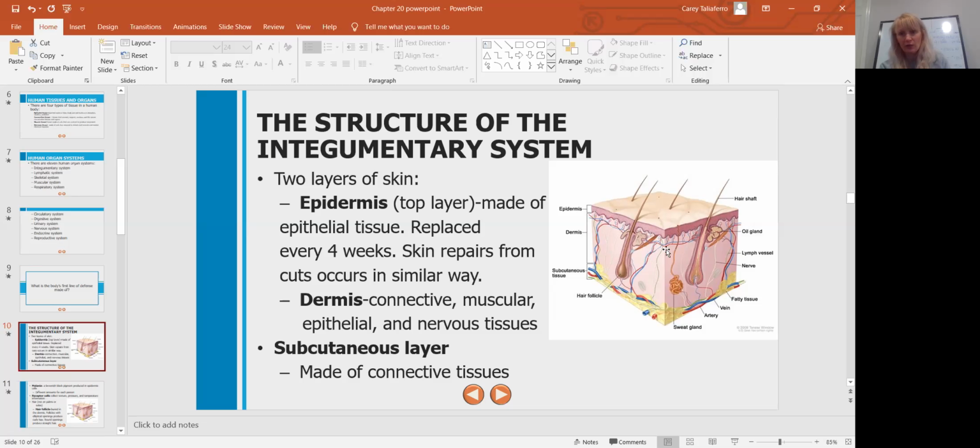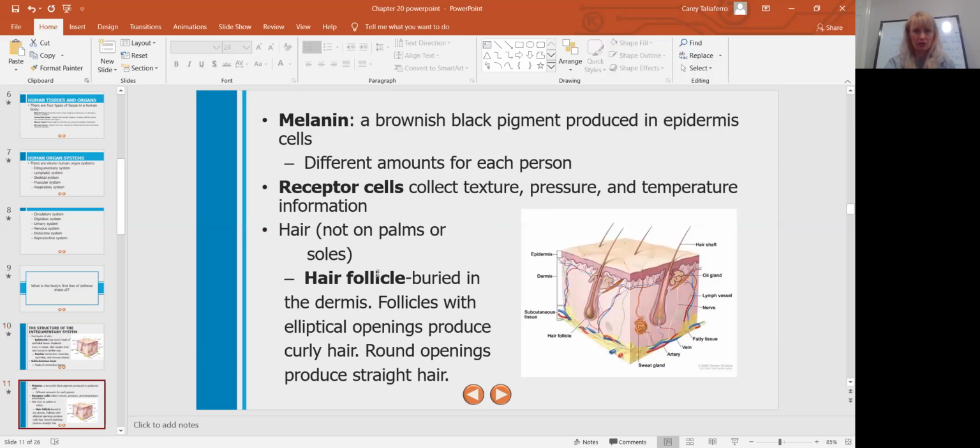But deeper down, this really thick layer here is the dermis, and that has all 4 types of tissue: connective, muscular, epithelial, and nervous. And we're going to talk about what all these things are. And then this very bottom layer is connective tissue, and that's the subcutaneous layer, and that's fat. Look, fatty tissue. All of this yellow here is fatty tissue, and then you have your veins and arteries going through there. So let's talk about the specific anatomy and some of the physiology of your skin.